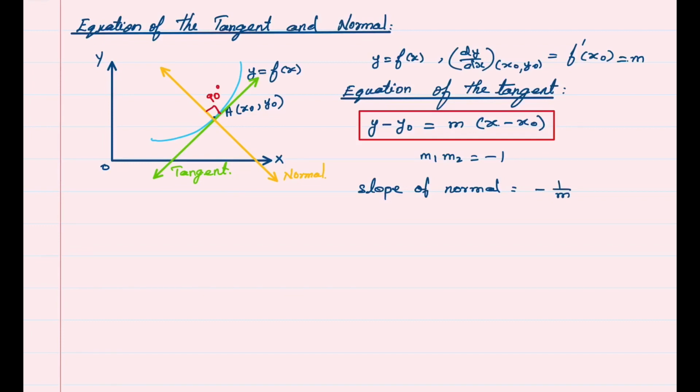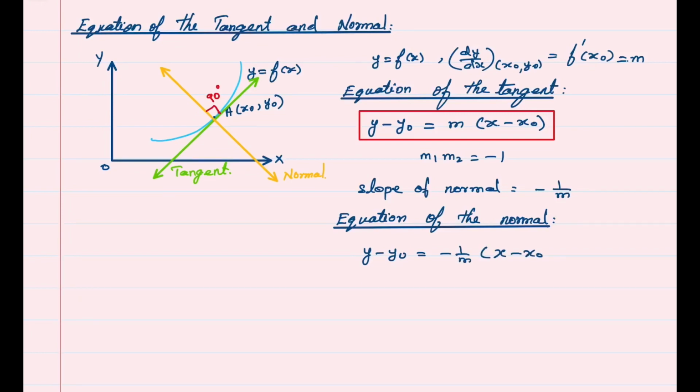Now we know the slope of the normal and we know it passes through x0, y0. We can use point slope form to write the equation of the normal. y minus y0 equal to minus 1 upon m times x minus x0. So remember, to find the equation of a tangent and normal, we need the point of contact and the slope.